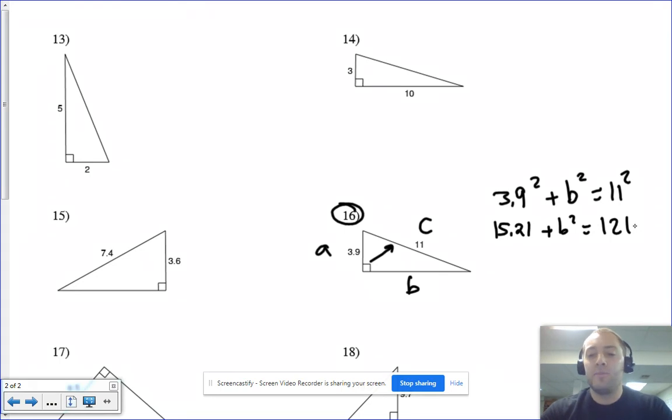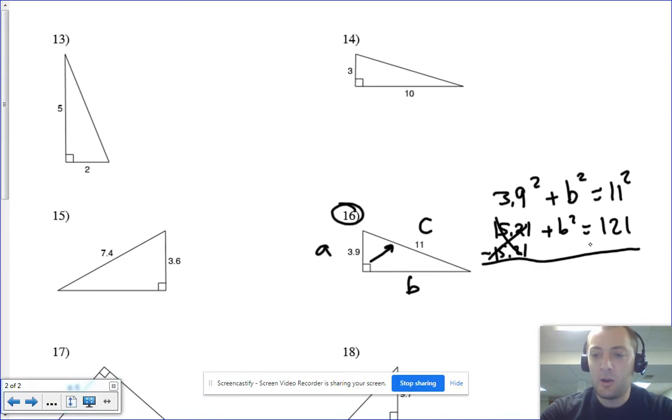Now here's where it's different. In the last one, if you look back, we actually added the two together because they were on the same side. But the two values that we have are on different sides of the equal sign. So this is where we think back to how we solve equations in general. Subtracting 15.21 to get rid of that and get the B squared all alone, I have to do that to the other side as well. 15.21. Now you can write that out or you can check it on your calculator. For the sake of time, I'm going to do 121 minus 15.21. I got 105.79.